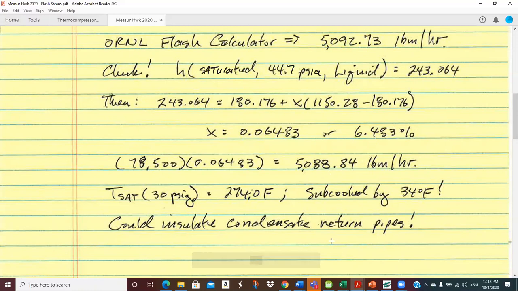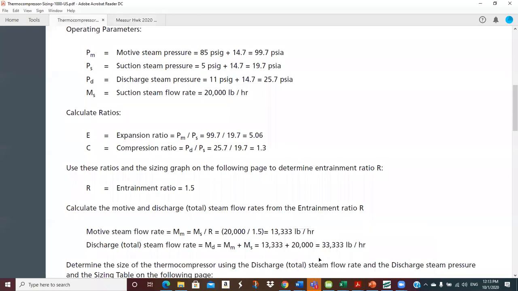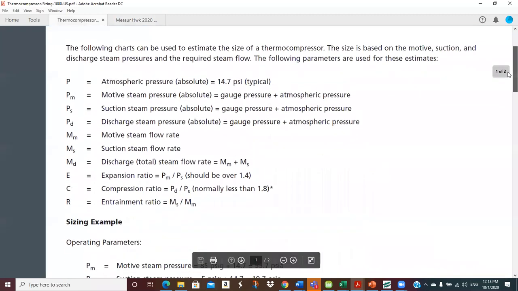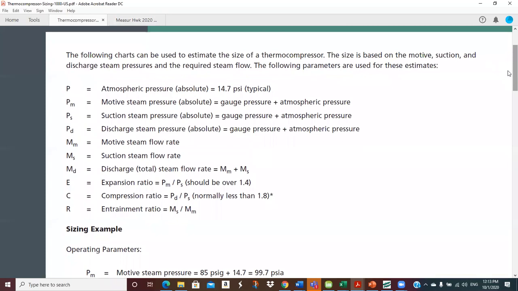So then what I did is I went back to that thermal compressor stuff, because this is all I could put my hand on. I did not go out and do more searching. I probably should have. But at any rate, we had this up there before.